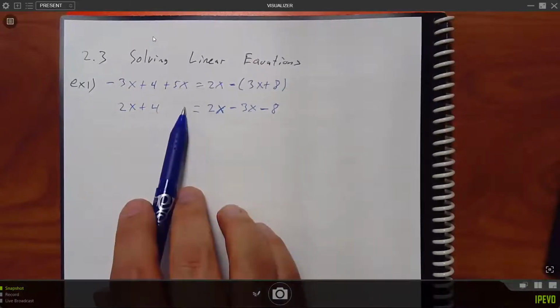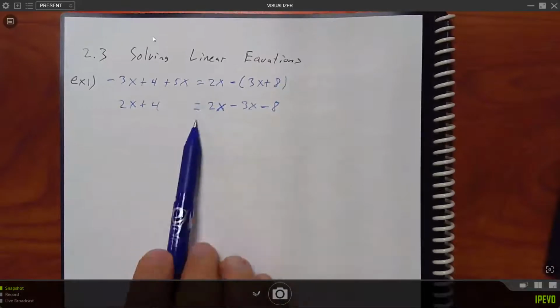I left the spacer for no reason. I just want to put the equals in the same spot. It doesn't matter.